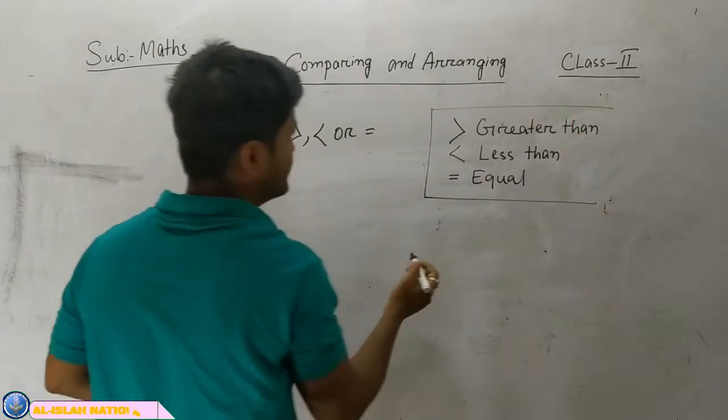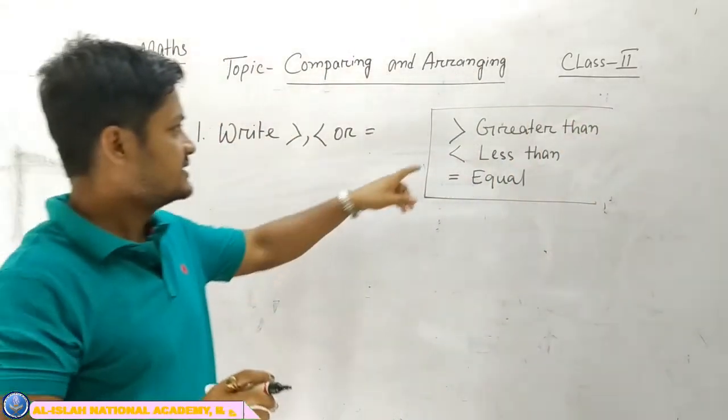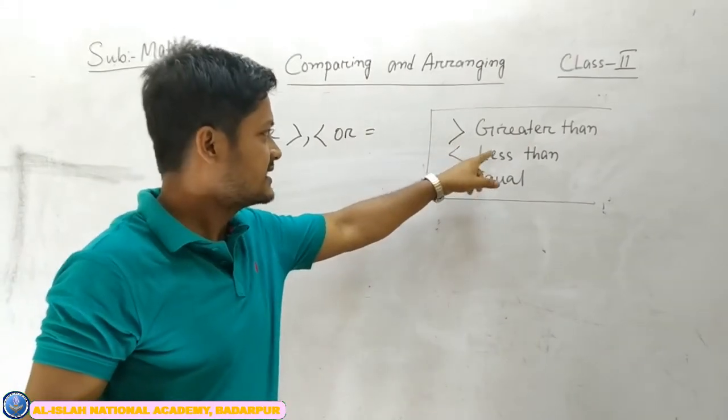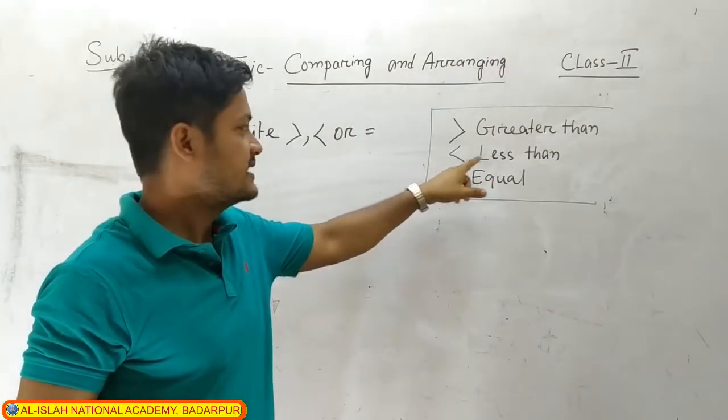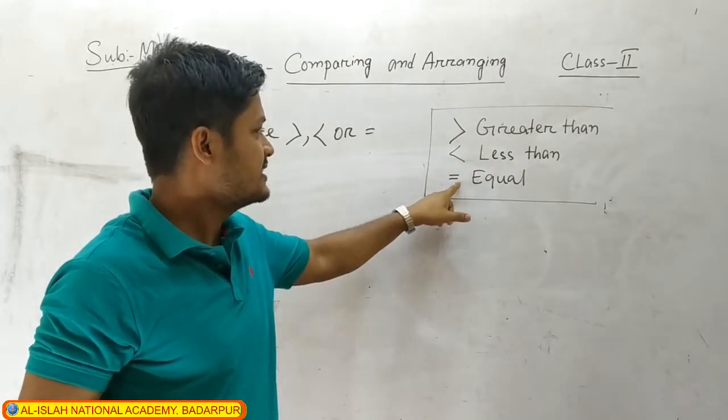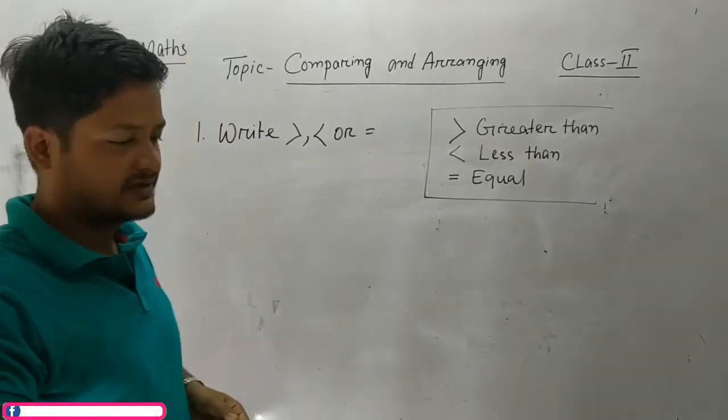So this sign name is what? Greater than. This sign name is what? Less than. And this sign name is what? Equal sign.